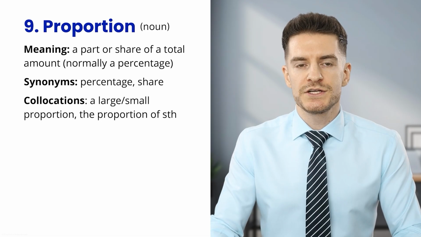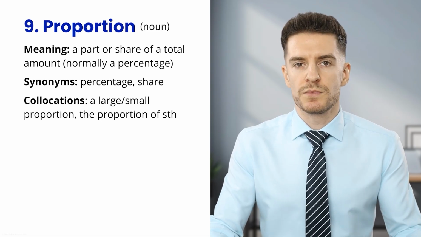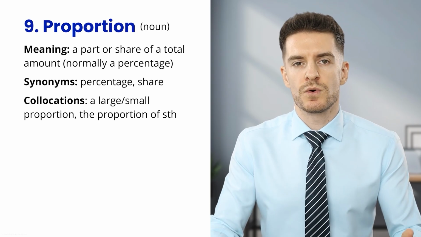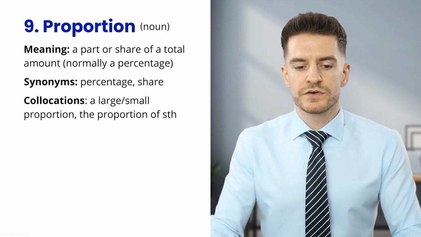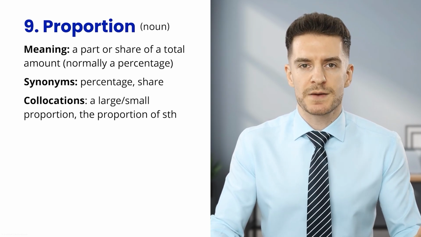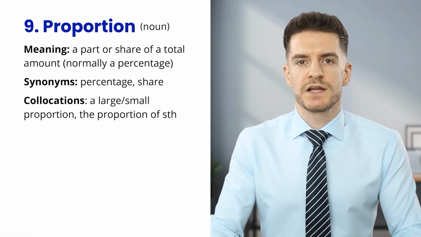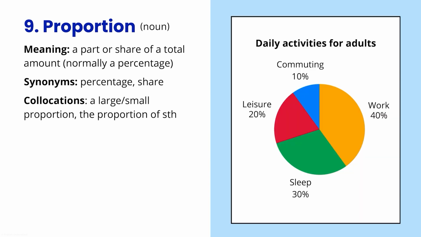Here are some collocations: a large or small proportion. So that would simply mean a large part or a small part. And you could also say the proportion of something. So for example, the proportion of sales. So let's have a look at this pie chart on the right here. And you see it's talking about daily activities for adults. So just quickly pause the video and think about how could you use proportion here?